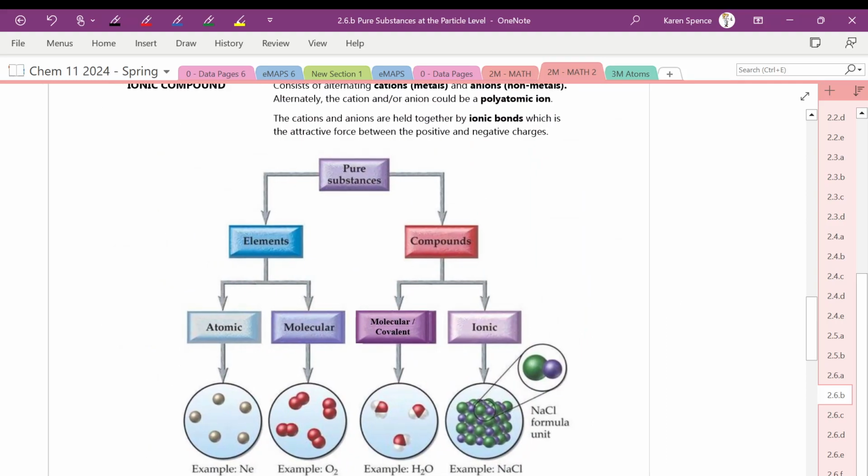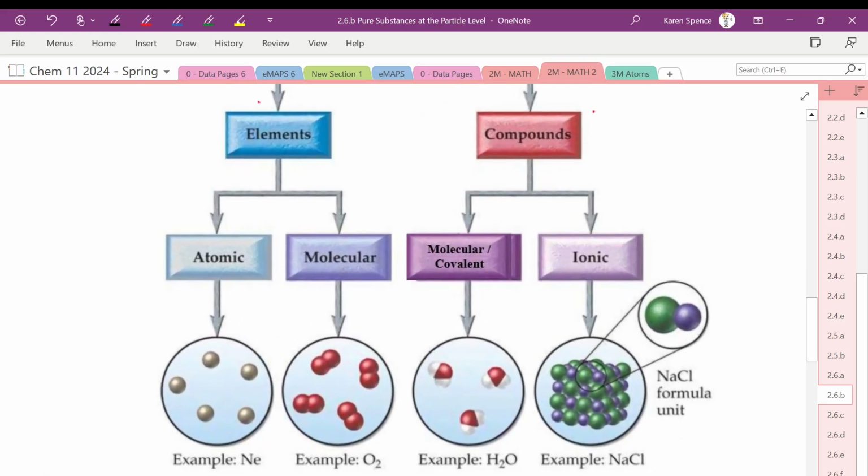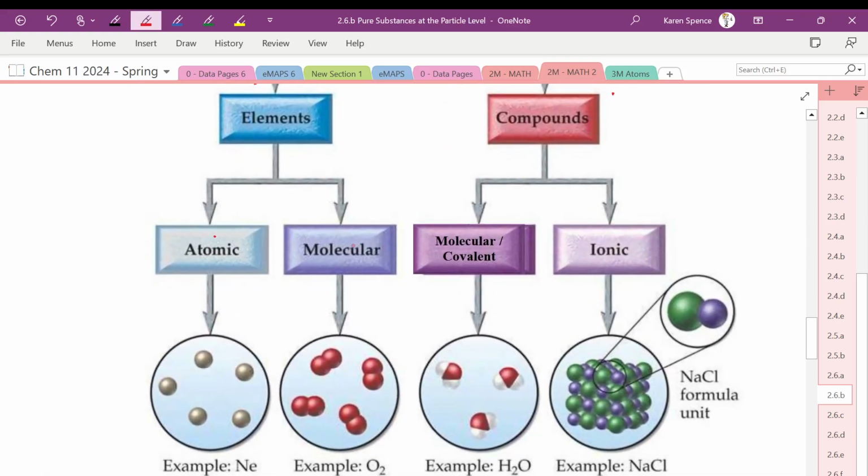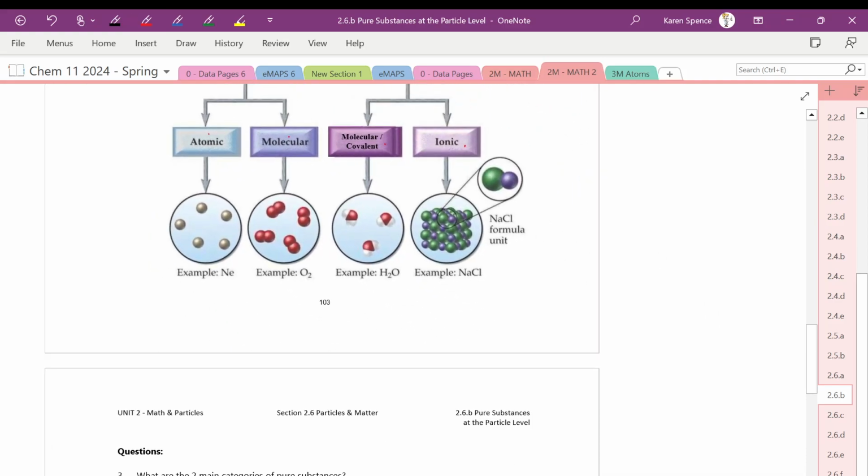Yes, we have pure substances, which could be either elements or compounds. The elements could either be atoms, or they could be molecules. The compounds could either be molecular, which is also covalent, or they could be ionic. Okay? I think it would be good to give you guys some time to work on stuff today.